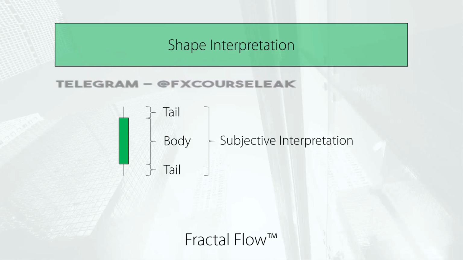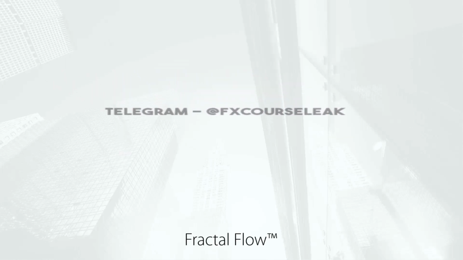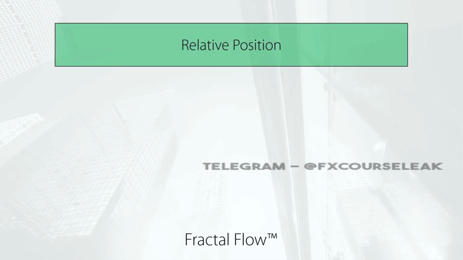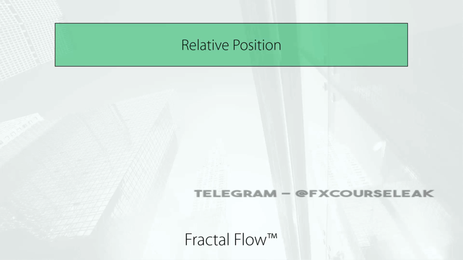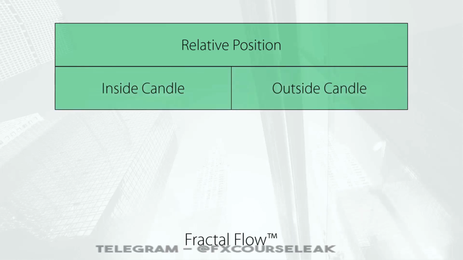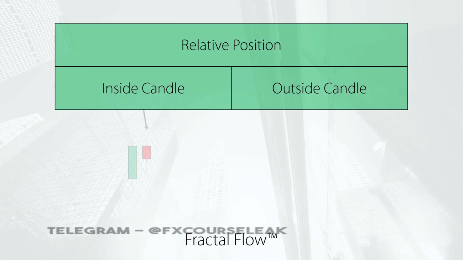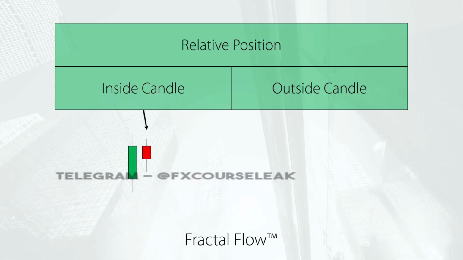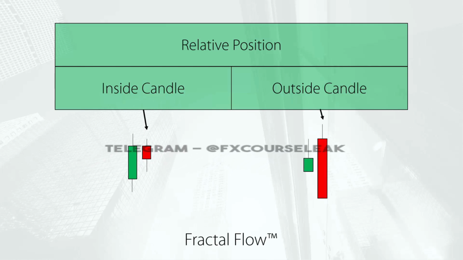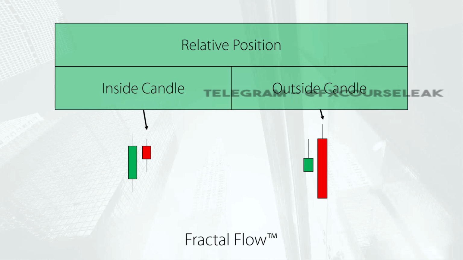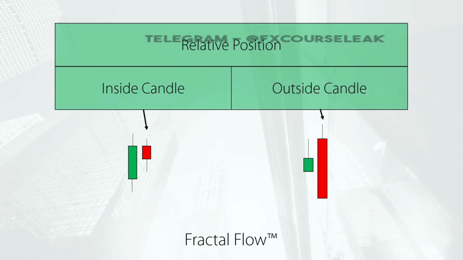The third angle of price action analysis under the light of candle interpretation is called relative position, which points to the position of the current candle in relation to the previous candle. This is where the notion of inside and outside bars comes from. An inside bar is when the entire candle being analyzed is constrained within the range of the previous candle. An outside bar or outside candle is when the range of the candle being analyzed completely engulfs the previous candle.